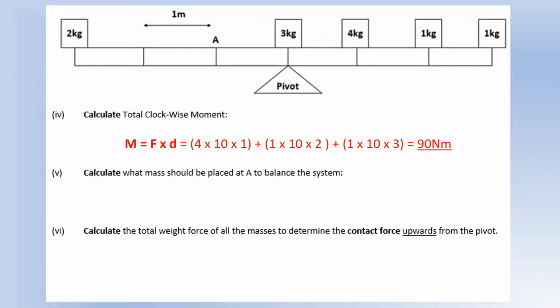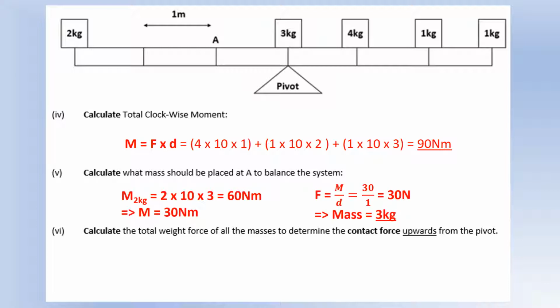Then we can start trying to solve what we put on A. First of all, we need to find out what the anti-clockwise moment of the 2 kilogram mass is. It's 3 units from the pivot, so its moment is 60 Newton meters. Therefore the moment of the object we put on A must be 30 so that the moment's balanced. Then we know it's a distance of 1 meter from the pivot, so we should put a force of 30 newtons downwards at A, which means we need a mass of 3 kilograms at A.